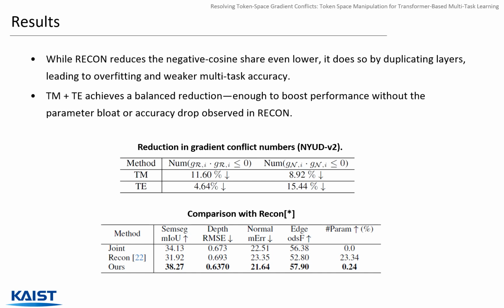On the conflict metric alone, Recon looks strong because it pushed the negative cosine fraction even lower. The trade-off is that it duplicates entire blocks for tasks, so parameters and GPU memory grow quickly. In other words, especially on large backbones, that extra capacity overfits the training signals and reduces average task accuracy compared to wider baselines. By contrast, token modulation and token expansion shift the gradient angle distribution enough to help optimization, and they do so without duplicating layers. The result is higher accuracy at less than 0.3% extra parameters.